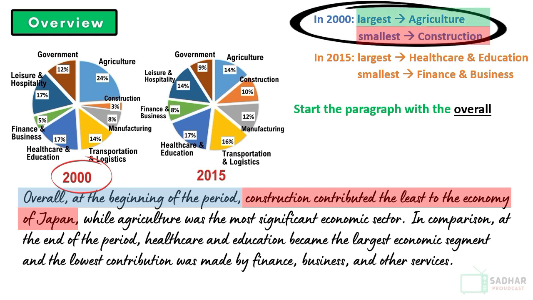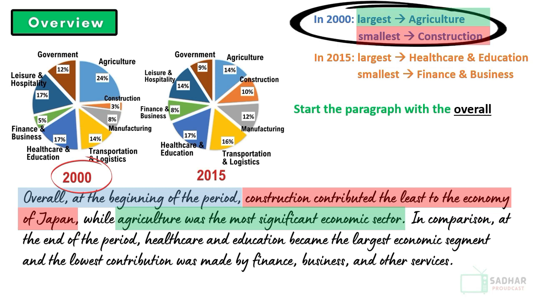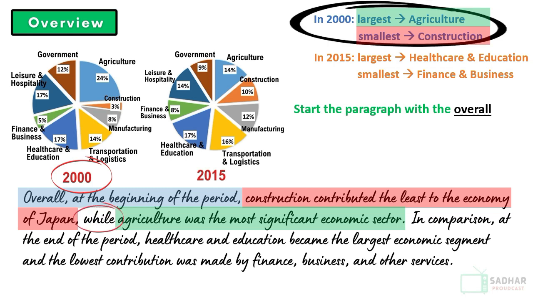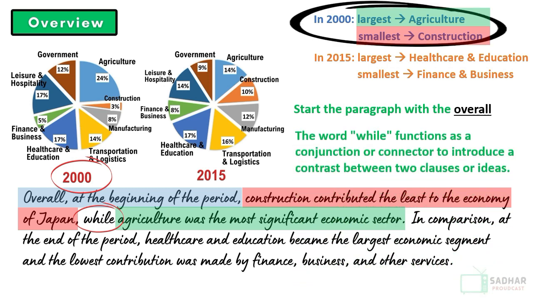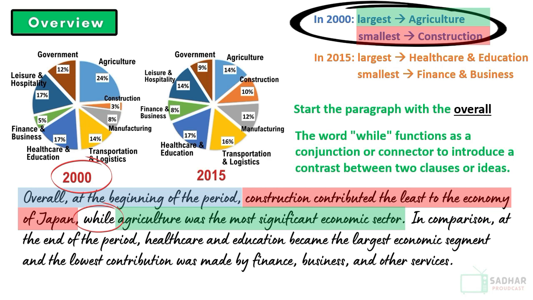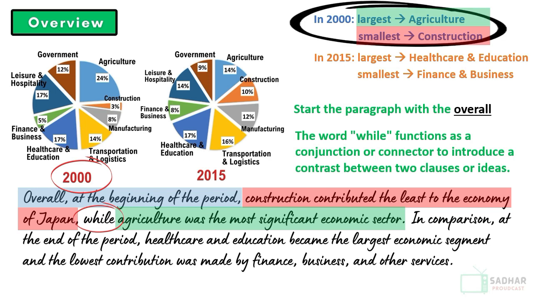And then we have the largest sector, which is agriculture. So we can write agriculture was the most significant economic sector. And then I put a word connector, while. The word while here functions as a conjunction or connector to introduce a contrast between two clauses or ideas. In this case, because construction is the least, and then agriculture is the most.